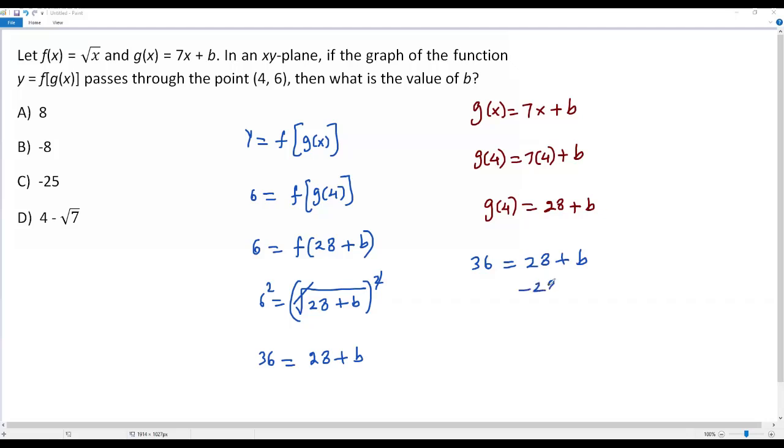Now let me subtract 28 from both sides. When I do so, the positive 28 and negative 28 cancel out. 36 minus 28 equals 8, so we get 8 on the left side. On the right side we have b. Now I got the value of b. The value of b is 8. We find 8 in answer choice A. The correct answer choice for this question is A.